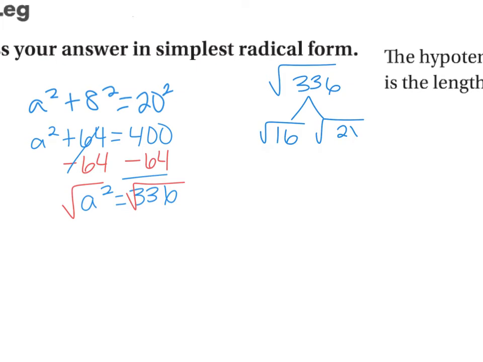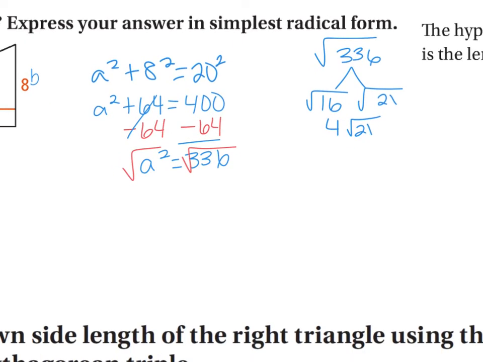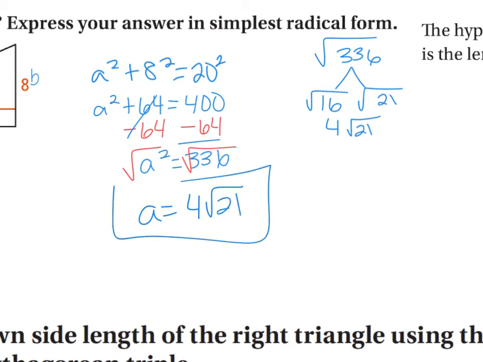All right, so now that turns into 4. Can you split up the square root of 21? It's not divisible by 4, or 9 or 16, so nope. It's just 4 square roots of 21. So A equals 4 square roots of 21 is our answer.